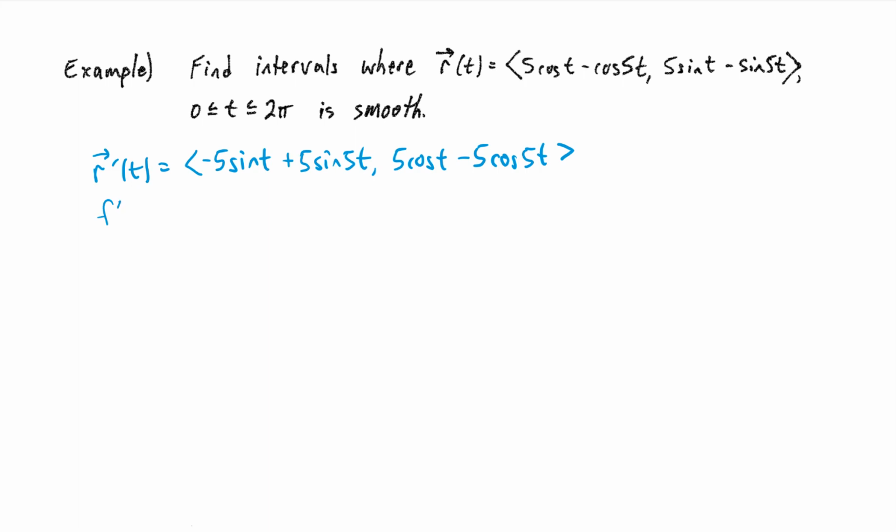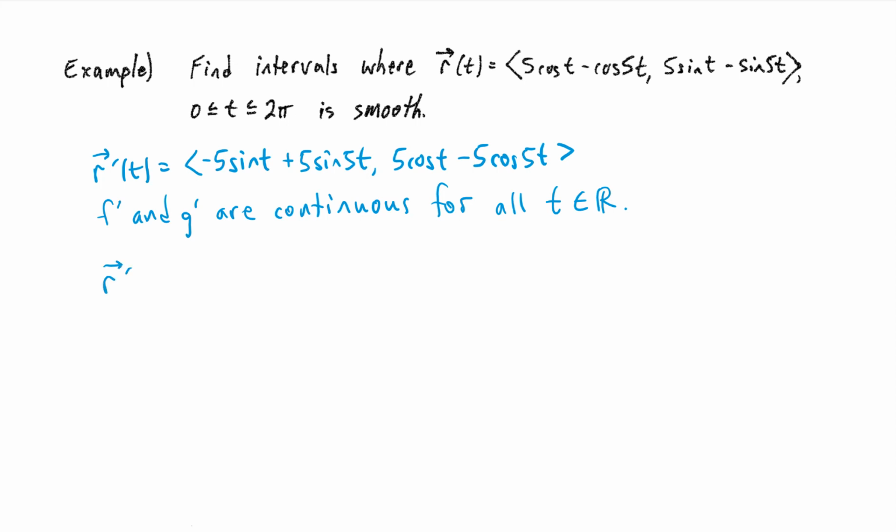So f prime and g prime are continuous for all real values of t. So we're good. They're both continuous on the interval. Now, are those derivatives ever both 0 at the same time? And it turns out they are.